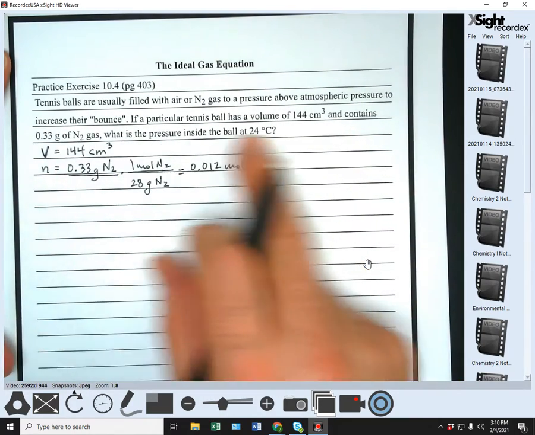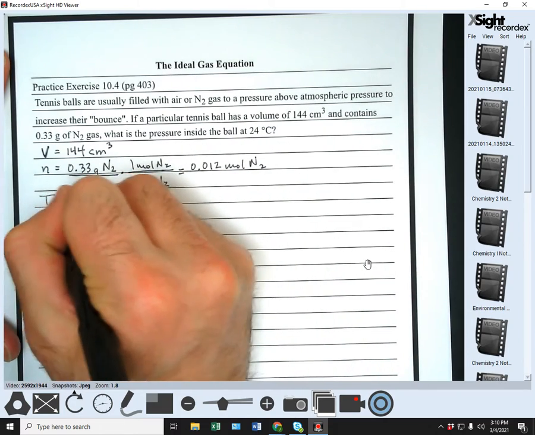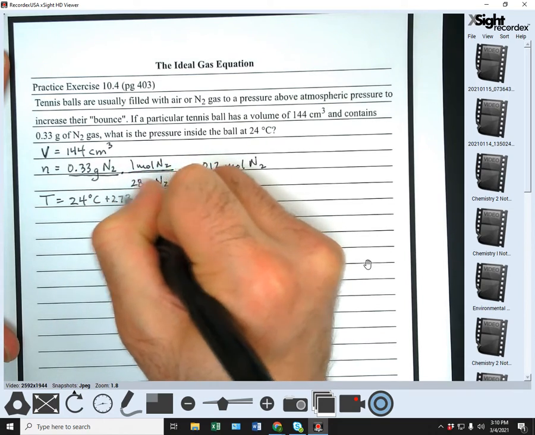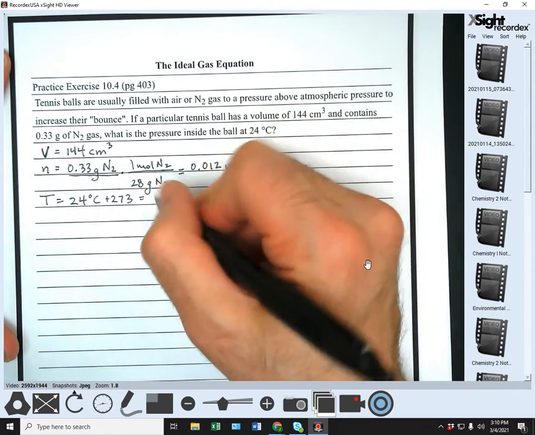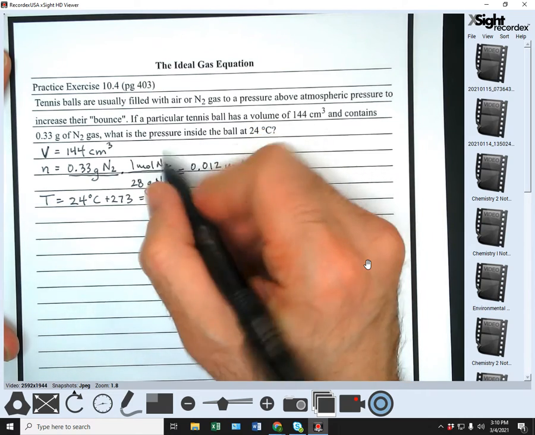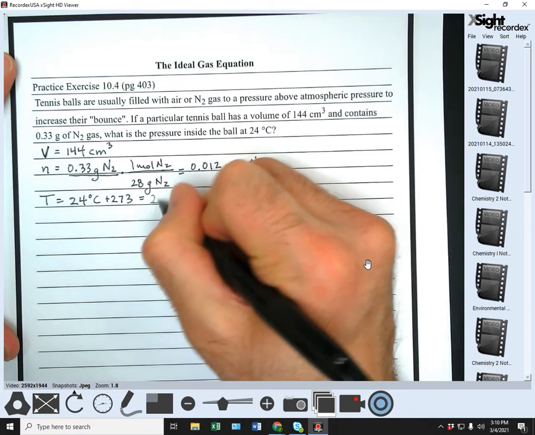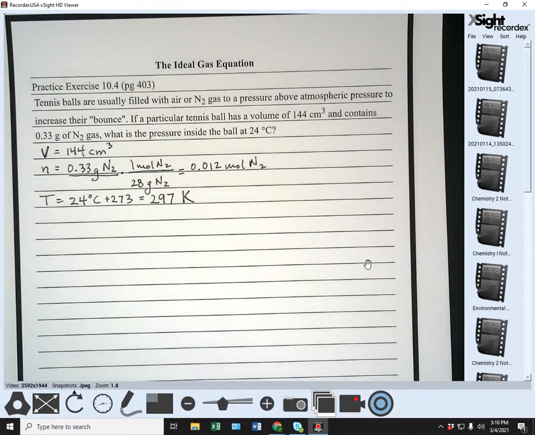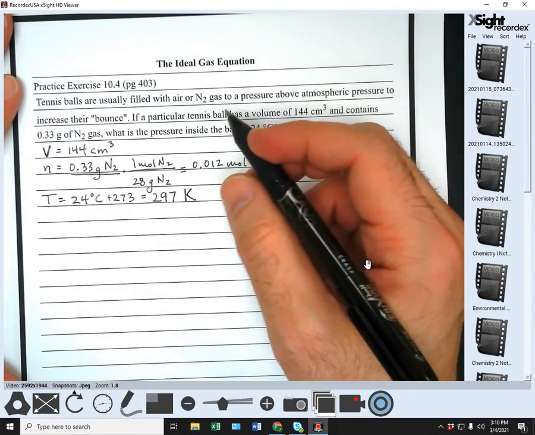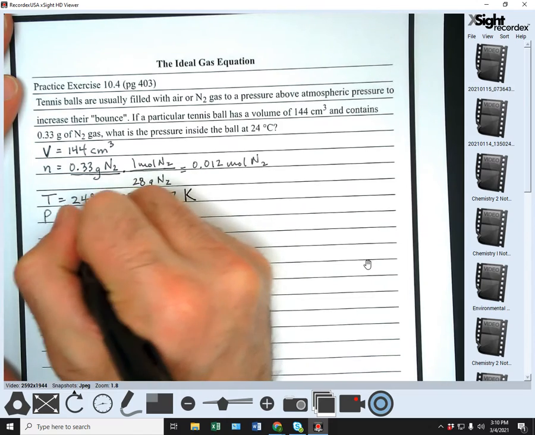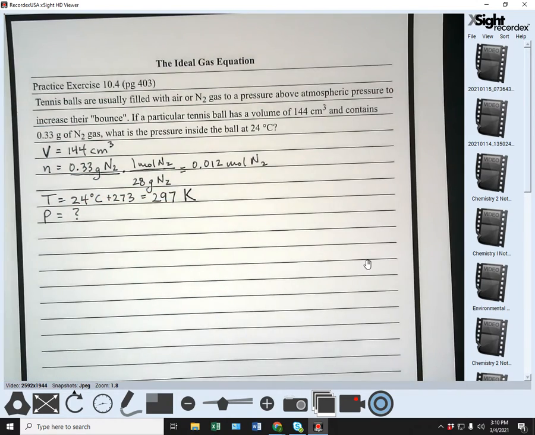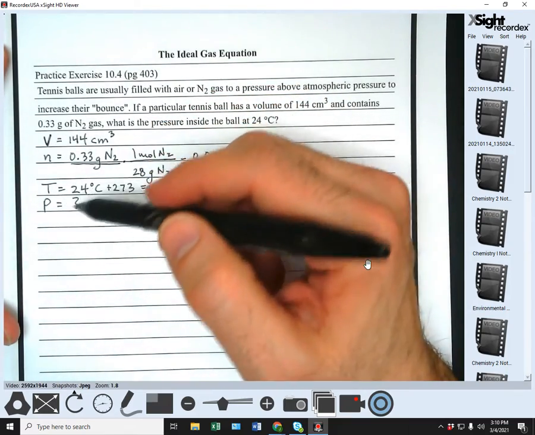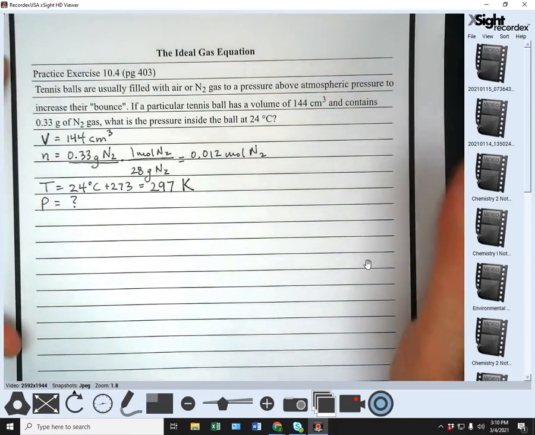All right. And then it says the temperature is 24 degrees Celsius, which add 273 kicks us out 297 Kelvin. And what is the pressure? So we're looking for pressure, right? If we look at what we have, we've got volume, number of moles, and temperature. We're looking for pressure. So this is a PV = nRT problem.